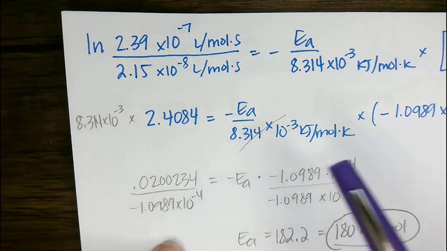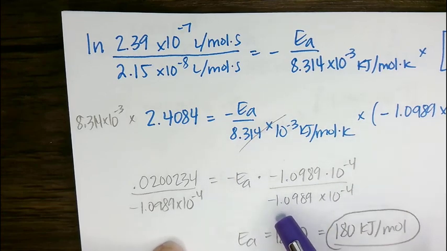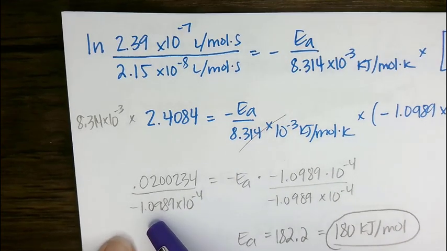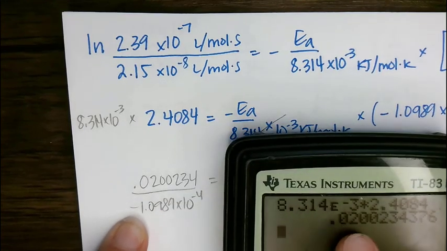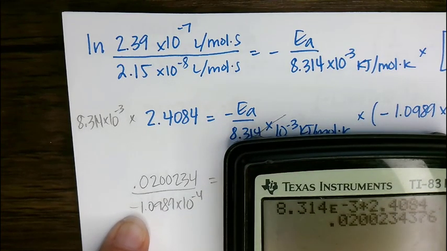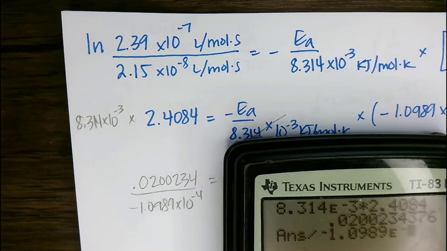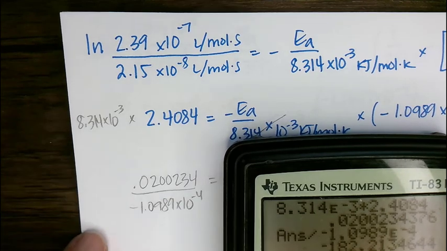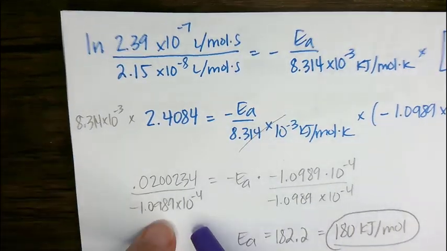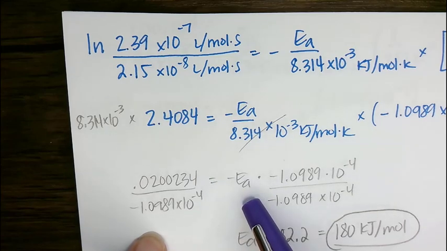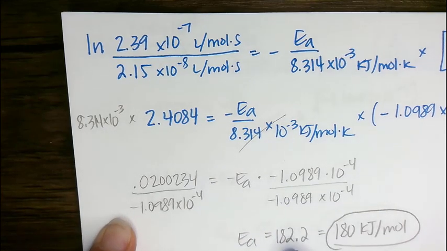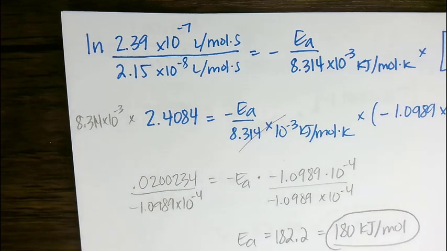To get EA by itself, I need to divide by that negative 1.09 times 10 to the negative 4th, so I have to do it on both sides. So take this answer that I got on the left, divide it by negative 1.0989 times 10 to the negative 4th, I got negative 182. Negative 182 is equal to negative EA, so divide both sides by that negative, and I got 182.2. I went to two significant figures, so 180 kilojoules per mole.